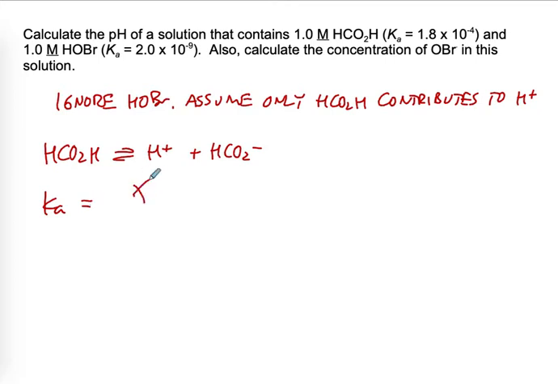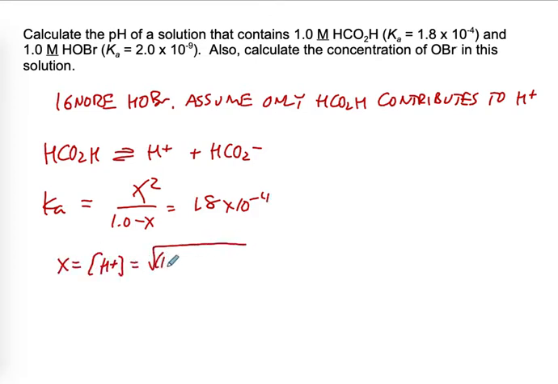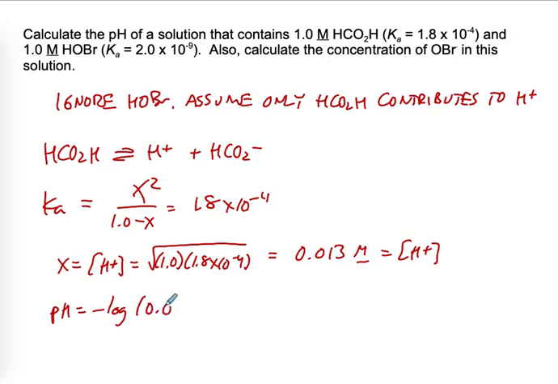I'm simply going to say Ka equals X squared over 1.0 minus X equals 1.8 times 10 to the negative 4th. X is equal to the concentration of hydrogen ion is equal to the square root of 1.0 times 1.8 times 10 to the negative 4th equals 0.013 molar. I don't need to do the calculation. I can easily see that 0.013 molar is less than 5% of the initial concentration. In fact, it's 1.3%, so the approximation was justified. So the pH of the solution is the negative base 10 logarithm of 0.013, or 1.87 as my pH. So that's the first part of the problem.